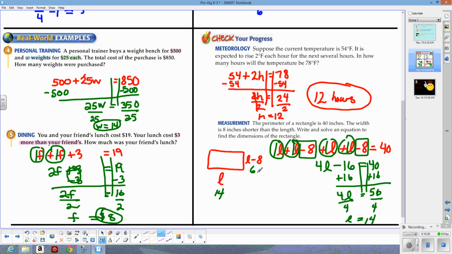And now we could check to see if this works out, to see if the perimeter is 40. 14 plus 6 plus 14 plus 6, that's going to be 20 plus another 20, which is 40. It works out. So our length is 14, and our width is 6. And these would be in inches.